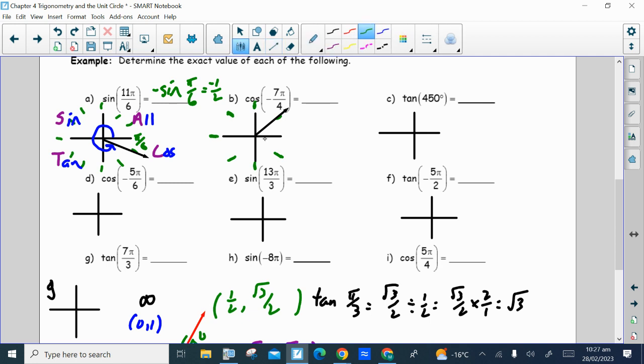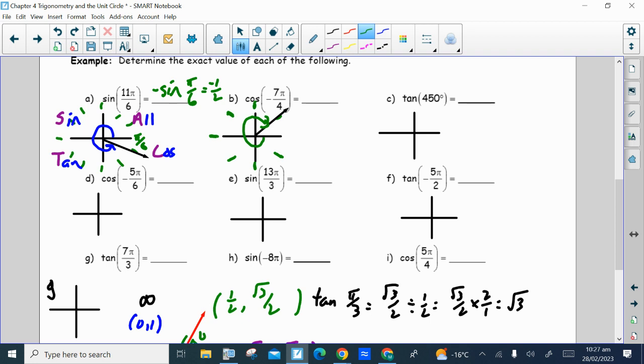We went 7 pi on 4s in a negative direction. Another way of looking at this is we're 1 pi on 4 short of 1 rotation because 1 rotation would be 8 pi on 4s. Remember, a rotation is 2 pi. 8 pi on 4 would be 8 over 4, which is 2 pi.